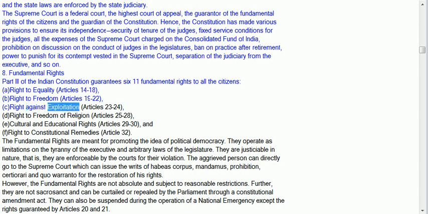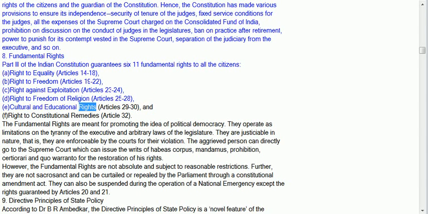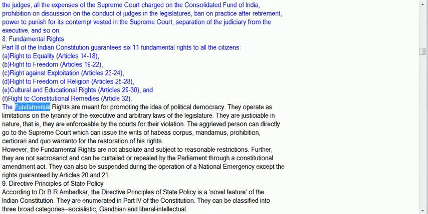C. Right against exploitation, Articles 23-24. D. Right to freedom of religion, Articles 25-28. E. Cultural and educational rights, Articles 29-30, and F. Right to constitutional remedies, Article 32. The fundamental rights are meant for promoting the idea of political democracy.